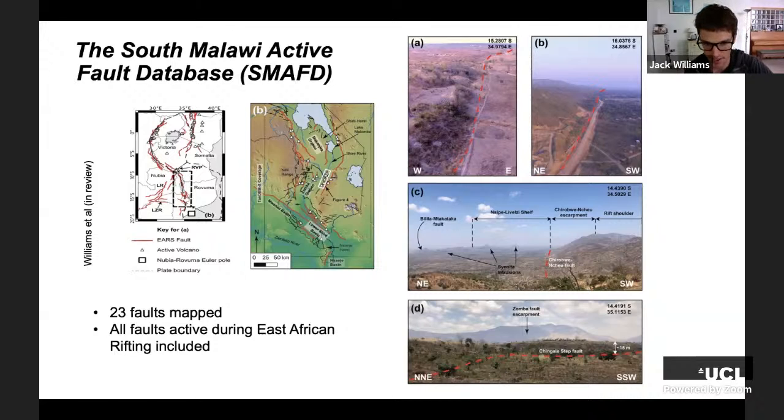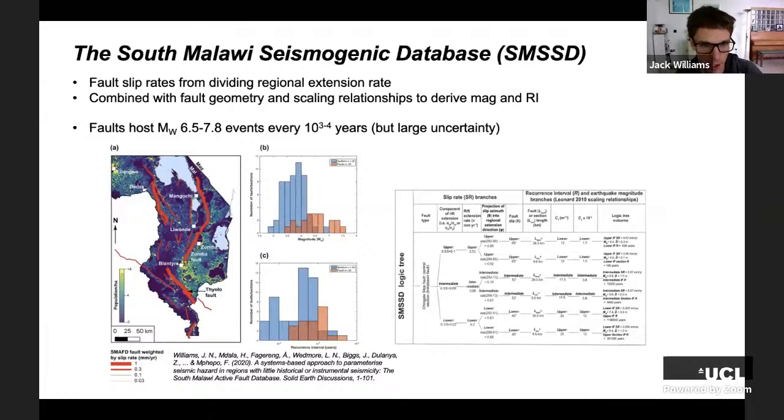And we're making the assumption in this database that any fault that shows activity during the current East African phase of rifting, which in this part of the rift is about mid-Pliocene in age, is still active. And we've compiled this all into what we call the South Malawi Active Fault Database. And similar to some of the databases we were hearing about yesterday, this is very much an objective fault mapping database, just the geolocation of the fault traces and some confidence levels on whether these faults are active and the quality of the mapping. Next slide, please.